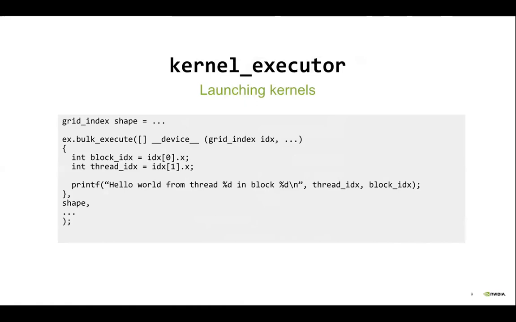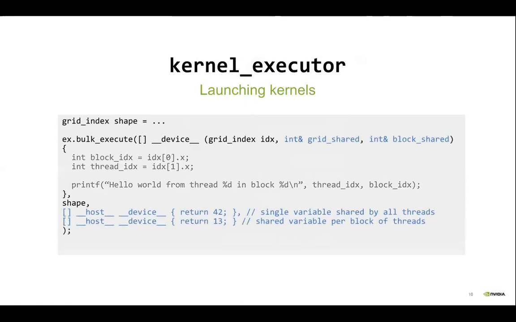That lambda function takes this grid index to identify which CUDA thread is going to execute the body of this function. You can see that inside the body of this lambda, I've picked out the block index and the thread index from that composite index variable. And then I just use that to print out a message using printf, just to identify myself, for whoever is looking at the terminal.